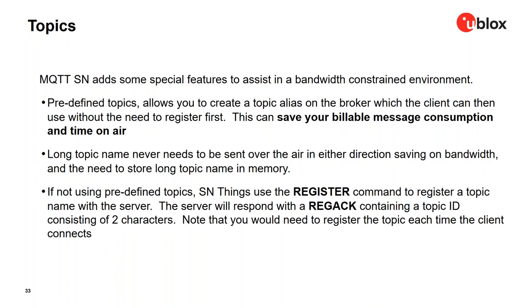So just in summary, you have predefined topics, allowing you to create that topic on the broker first to save yourself billable messages and time on air. The long topic name never needs to be sent over the air. You're just doing it with that simple integer. And when you're not using predefined topics, SN clients have to register the topic that they want to use and get a reject back. So there are 2 additional messages and handshakes that need to happen when predefined topics are not used.